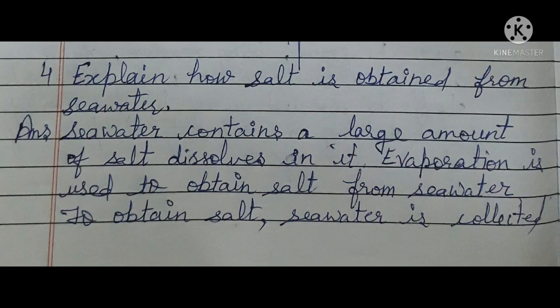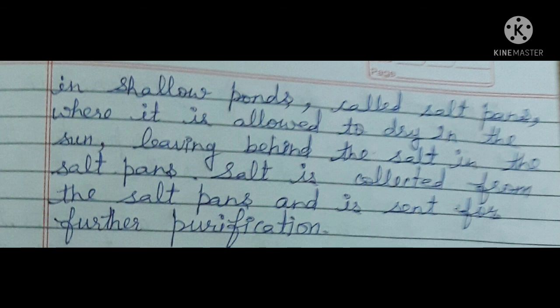Now, question number 4. Explain how salt is obtained from seawater. Answer: Seawater contains a large amount of dissolved salt, and evaporation is the process used to obtain salt from seawater. First of all, seawater is collected in shallow ponds called salt pans, where it is allowed to dry in the sun. After drying, it leaves behind the salt in the salt pan. Salt is collected from the salt pan and then sent for further purification.